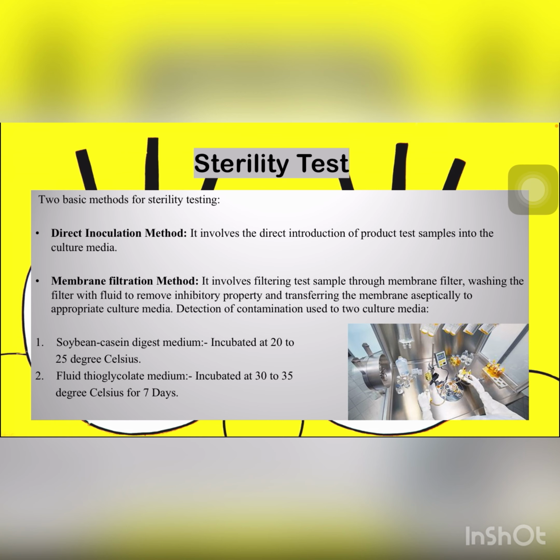Detection of contamination uses two culture media. First is soybean casein digest medium incubated at 20 to 25 degrees Celsius, and second is fluid thioglycolate medium which is incubated at 30 to 35 degrees Celsius for 7 days.